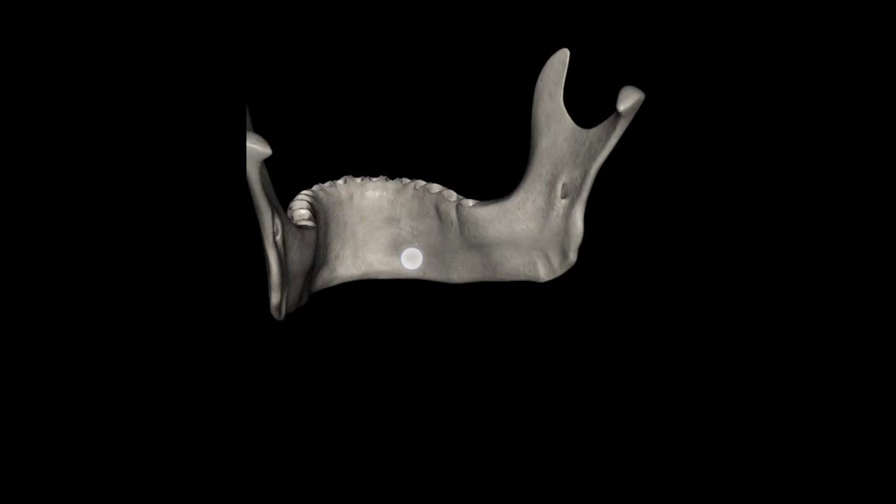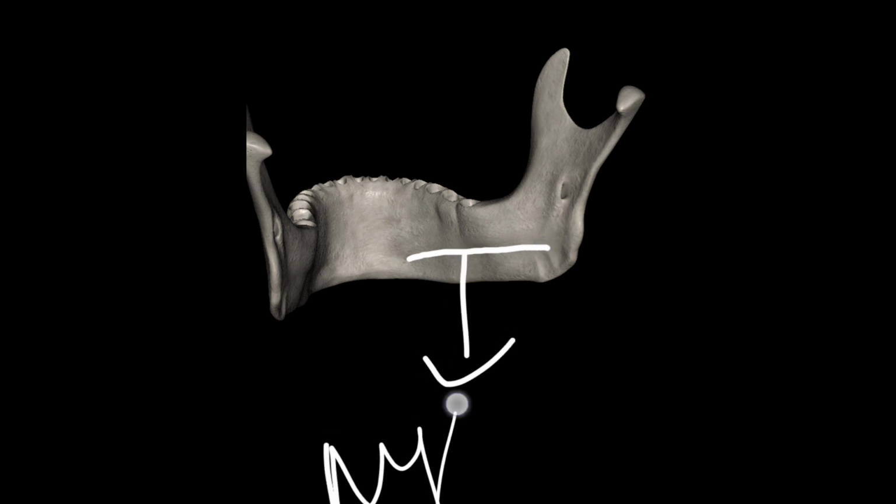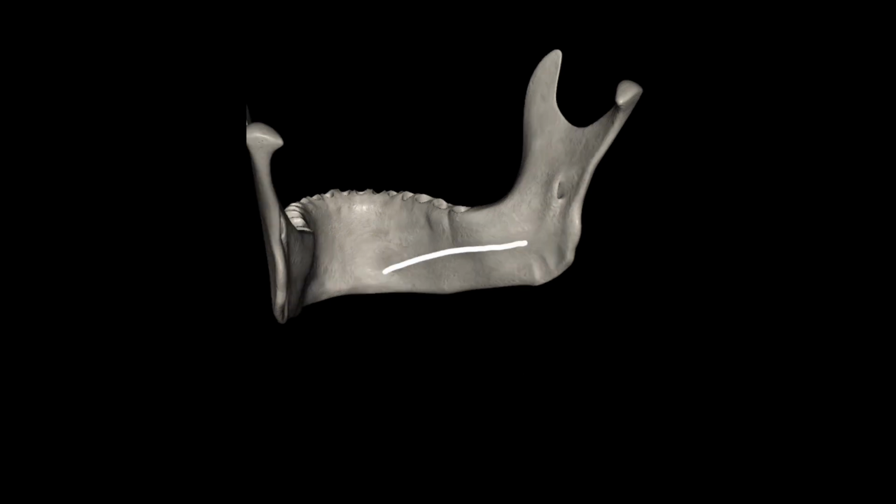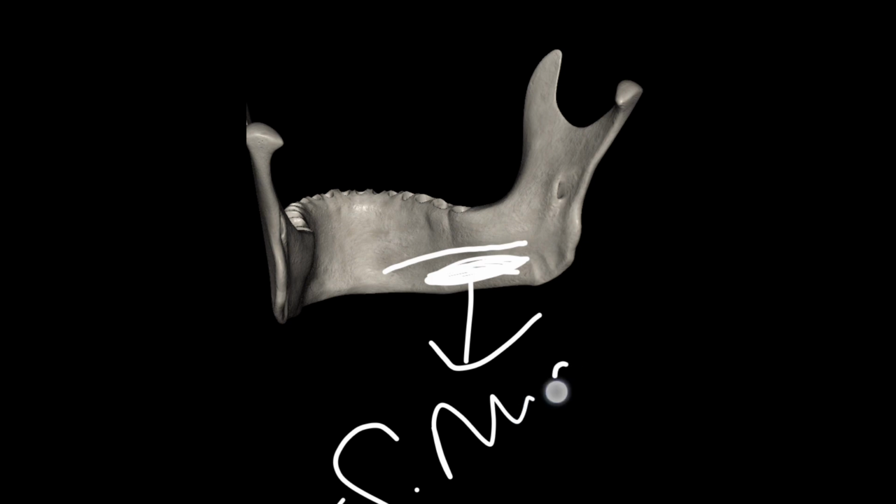Here you are appreciating a line, which is the mylohyoid line. Most of the parts and names of this mandible start with M: mylohyoid line, mandibular foramen, mental foramen. Here a fossa is present. A fossa is a depression. This fossa is the submandibular fossa.